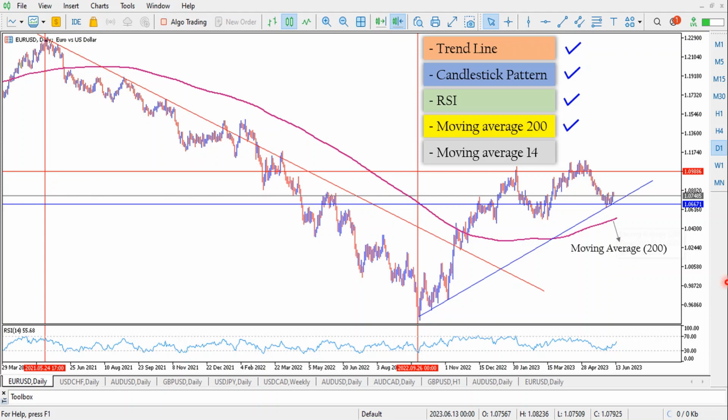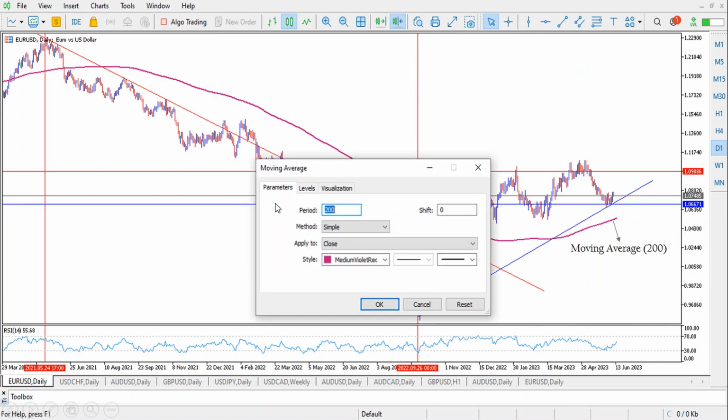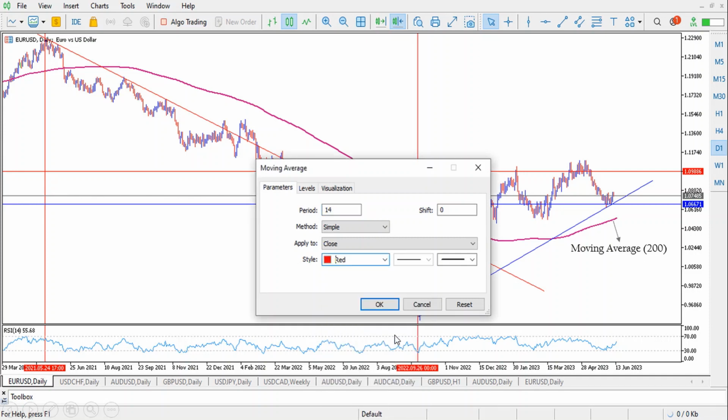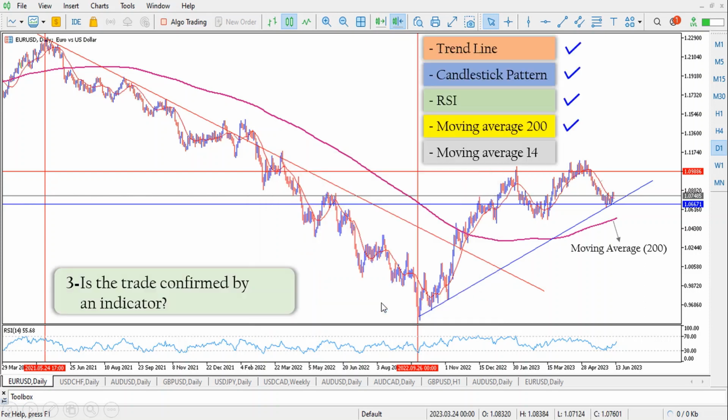The last one that I have to apply is the 14 moving average as an indicator. I will use the same method. Click here on Insert, Moving Average, and then change the period to 14. Then change the color. I will choose the red color, and then I will change the thickness. I will make it a thinner one, then OK. So now the 14 moving average is also applied on the chart. I will tick mark the 14 in my indicator combination as well.